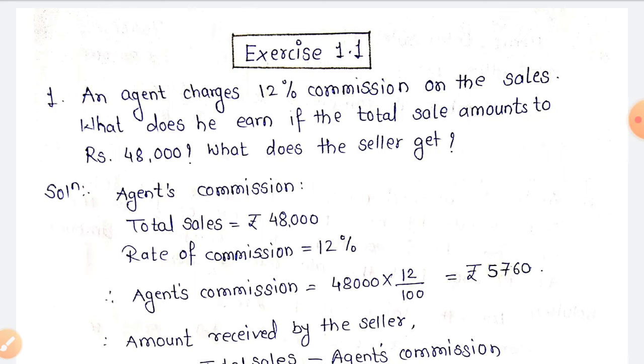Continue for the exercise 1.1 of commission, brokerage and discount point. Before you start the exercise 1.1, first recall the commission and brokerage concept, the theory part, its formulas and how to implement the terms. Then it's quite easy to understand the question and write down the answer. So see here the first example.